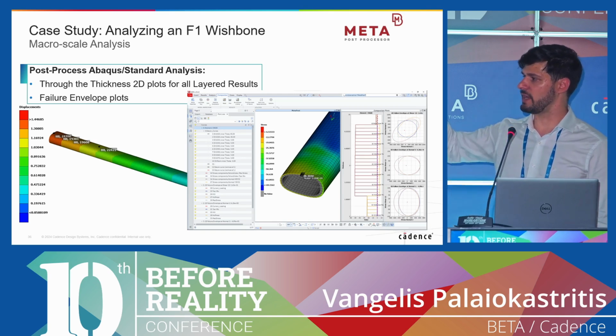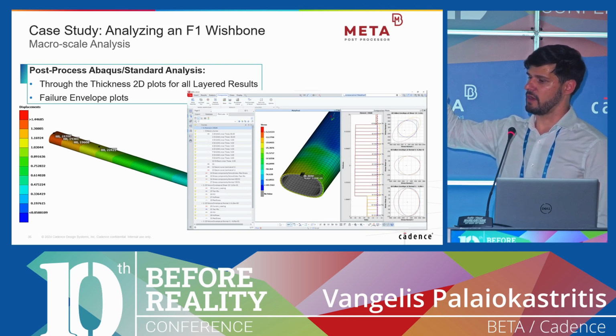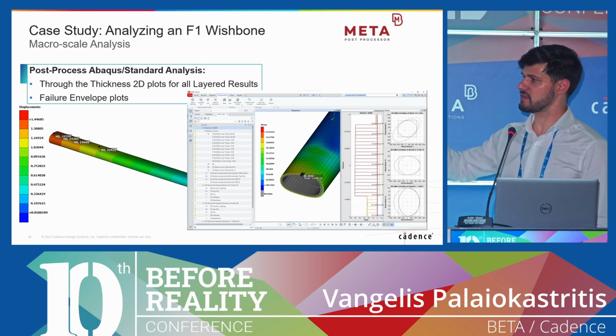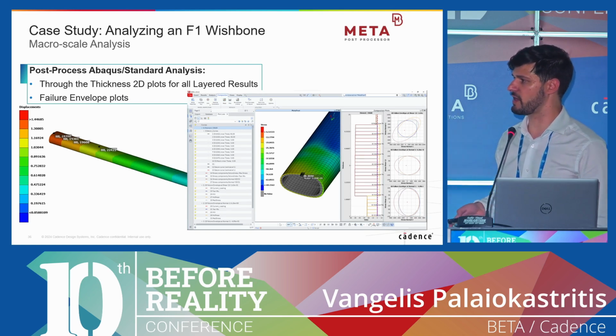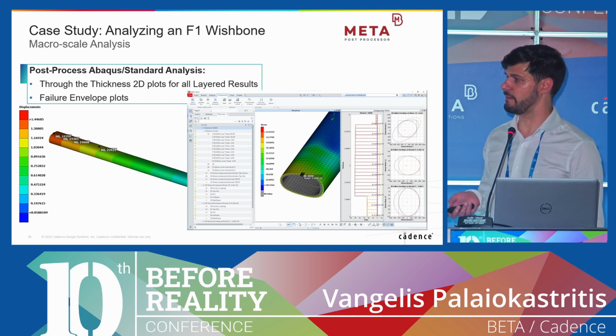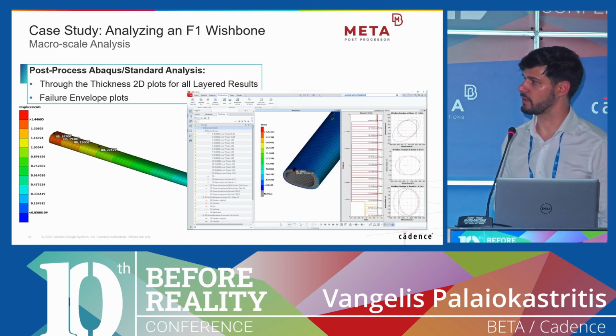This functionality is available for both shell and solid models like we have here. When we select an area, a point, an element of our model, META will gather all the hexes through the thickness and get the layered information. So we have the distribution through the thickness even for this kind of solid modeling with different rows of hexes. Additionally, we can have failure envelope plots calculated by META for the selected layers.